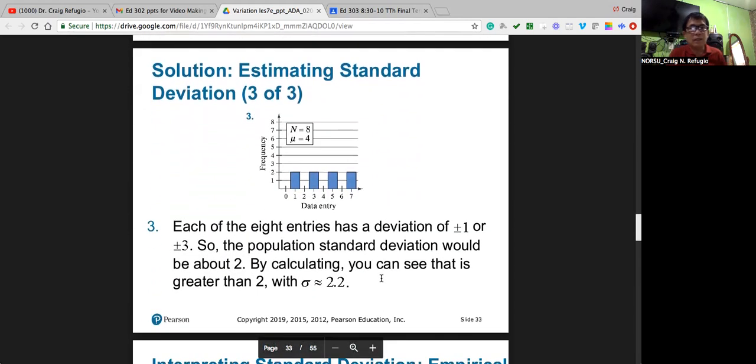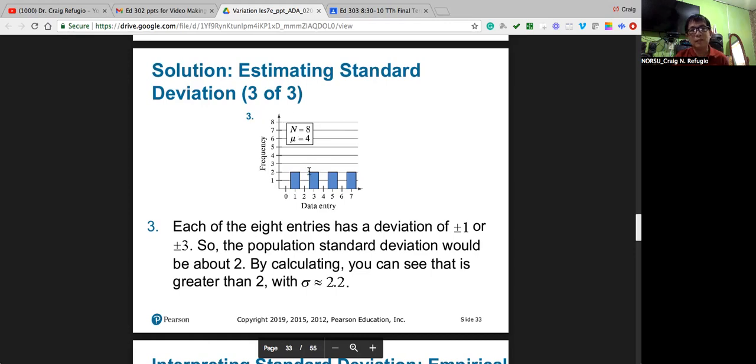And then number 3, each of the 8 entries has a deviation of plus or minus 3. So the population standard deviation would be about 2. By calculating, you can see that it is greater than 2, with sigma approximately 2.2. So you can make use of the formula in calculating the standard deviation.